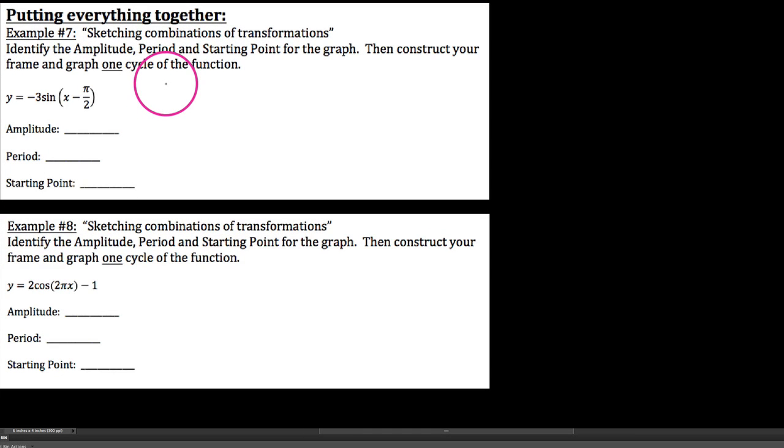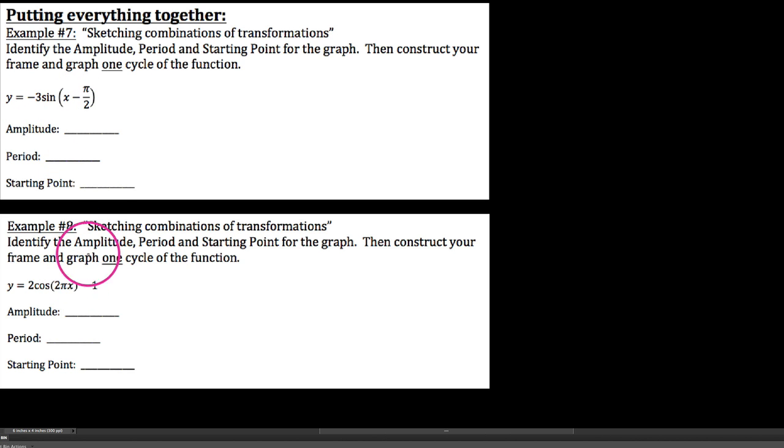Okay, YouTube, in this video we're going to further explore the framing method by putting all the pieces together. We've looked at stretches and shrinks, reflections, and translation transformations. What I want to do is put all that together with the framing method in this video. And so we're going to graph these curves here.